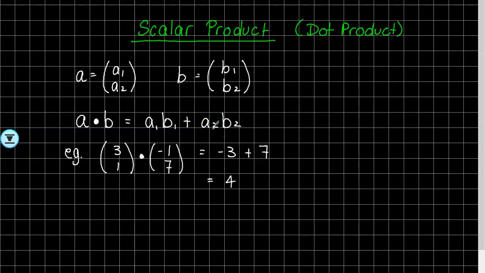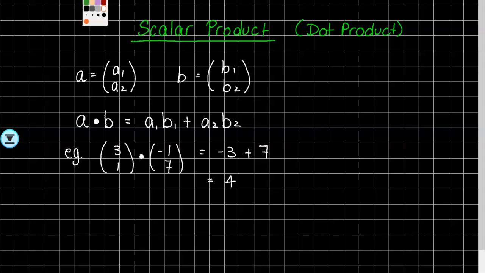So a nice little example here, if I've got two vectors, (3, 1) and (-1, 7): 3 times -1 is -3, 1 times 7 is 7. Now I'm thinking I should have put a different value there, but anyway, add them up and we get 4. What is the meaning of this? Absolutely nothing. But we will use this later on to find the angle between two vectors.